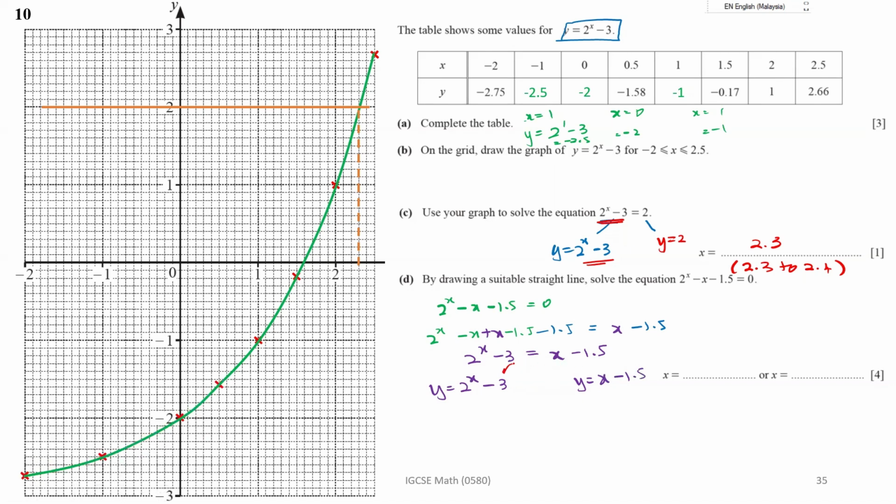So it's split into 2. So you need to draw this. Just put a table, x and y, you only need two coordinates. x 0, y is negative 1.5, and let's say x is 1, y equal to negative 0.5. You only need 2. So you plot the graph, draw a straight line.